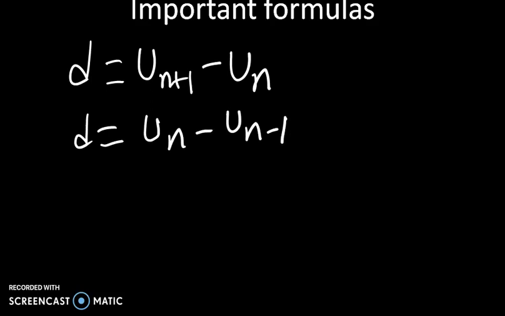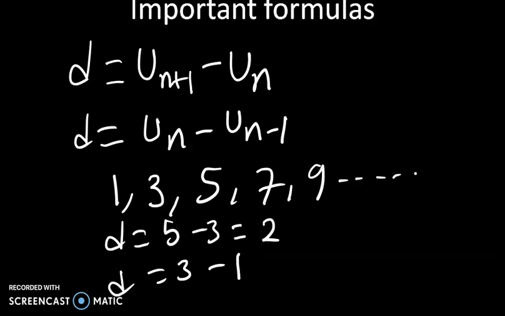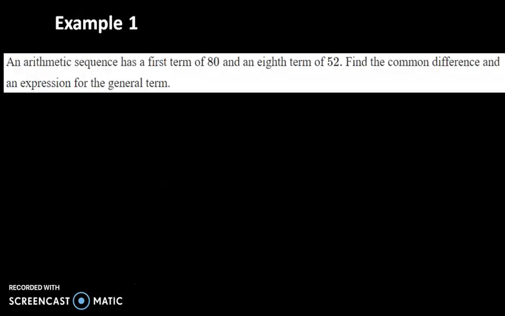So let me give you an example. Let's say you have a sequence that goes 1, 3, 5, 7, 9, and so on. If you want to find the difference, you can either subtract 3 from 5, that's 2, or d can also be 3 minus 1, that's 2. Take note that these two must be the same for it to be an arithmetic sequence.